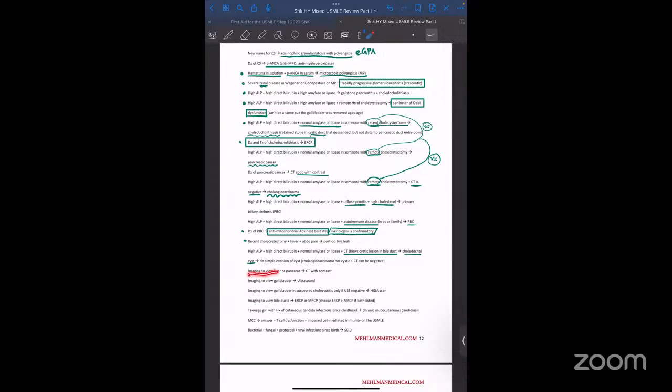Then imaging to view the liver or pancreas is CT with contrast. Imaging to view the gallbladder is ultrasound. Imaging to view the gallbladder in suspected cholecystitis: only if ultrasound is negative is HIDA scan. Yes, we saw this. Imaging to view bile ducts is ERCP or MRCP.